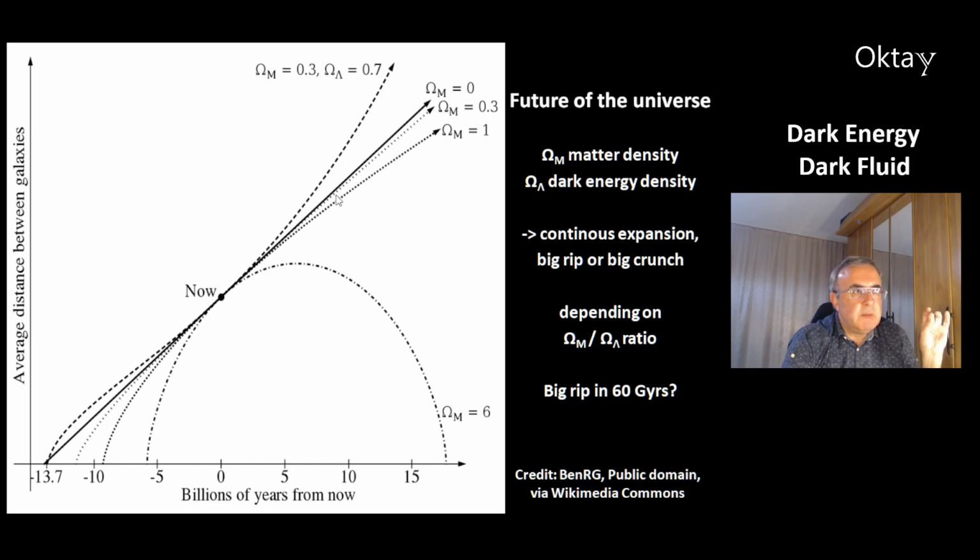For example, there could be a continuous expansion, or there could be a big rip, or gravity could take over again, and this would lead to a big crunch. And these scenarios depend on the ratio of omega m to omega lambda. Omega m is the density of matter. Omega lambda is the dark energy density. And these are the scenarios for the future of the universe. If the big rip is the right theory, then it would happen in 60 billion years.